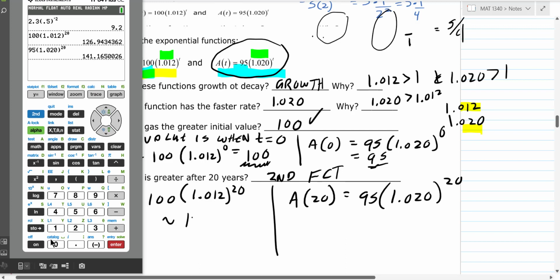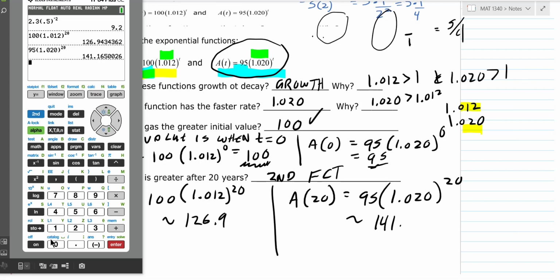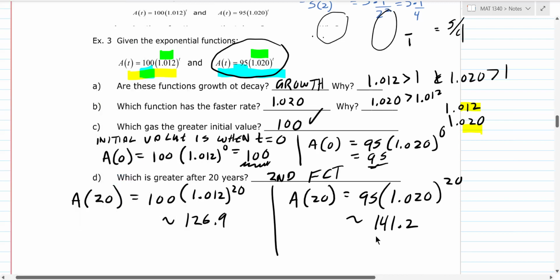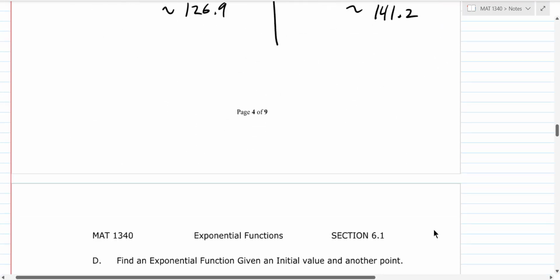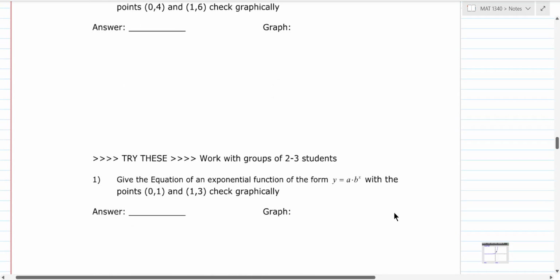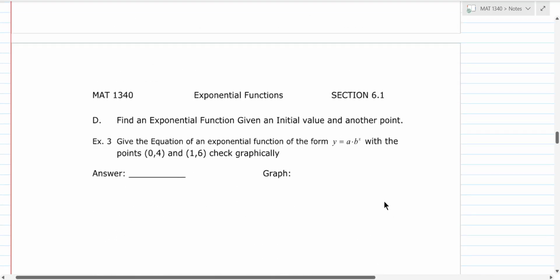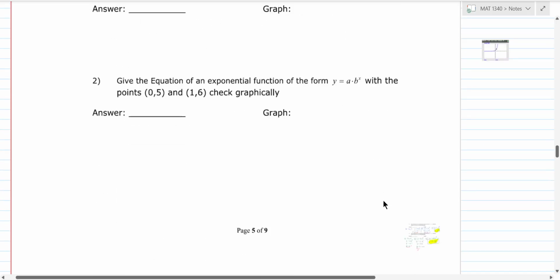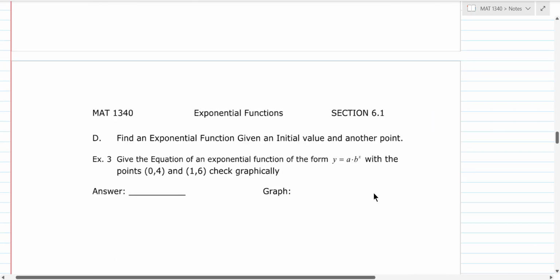So this one would be about 126.9. The second one's about 141.2 if you round that to one decimal, okay? So that's how that goes, okay? All right, questions about what I just did? Okay, all right. Okay, so I want to go ahead and let you work through a problem like this. I want to get through this part here.